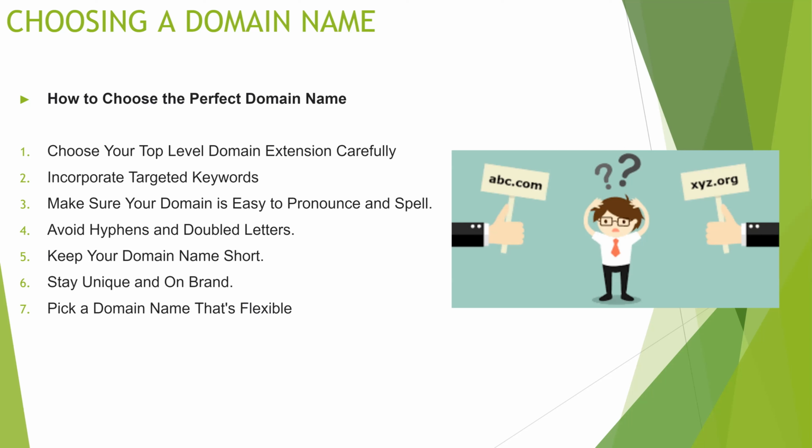You also want to try to avoid hyphens and double letters. It's just like with SEO Owl, I think they skipped out, they only put the O once. So it's not two O's at the same time. And then also you want to try to keep it short. Then make it unique and make sure the domain name can be a bit flexible.